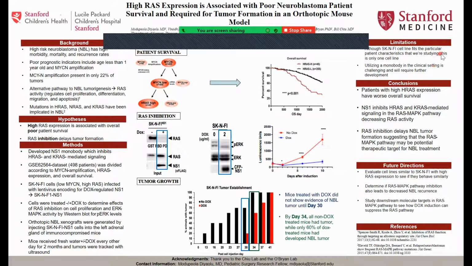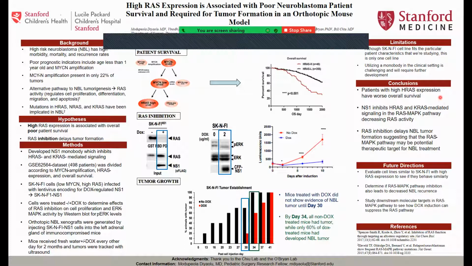Some limitations of this project were that although SK-N-FI cells fit the particular patient characteristics that we're studying, this is only one cell line, and there are other cell lines which need to be examined in order to see the effects of RAS expression. In addition, utilizing a monobody in the clinical setting is challenging and will require further development.